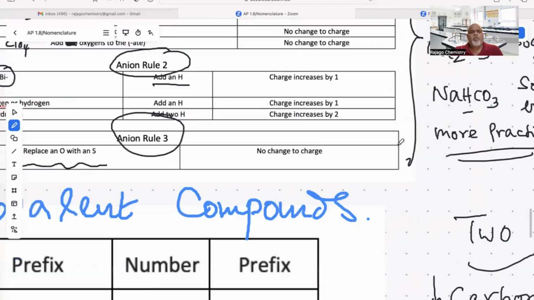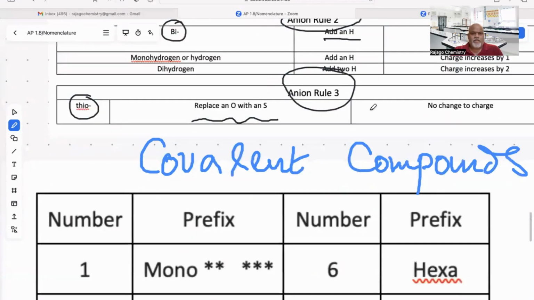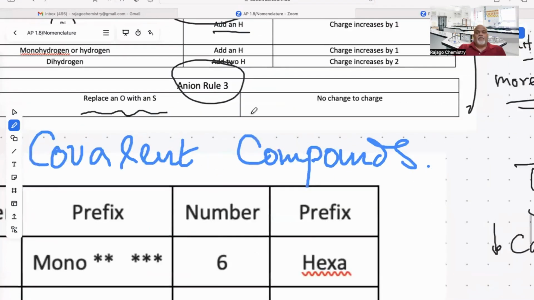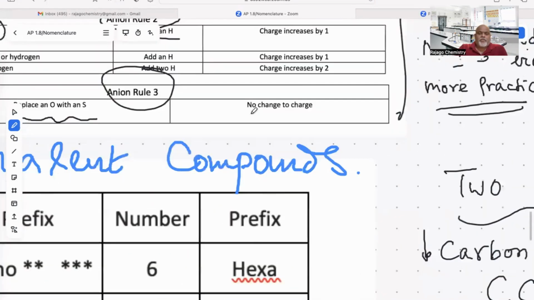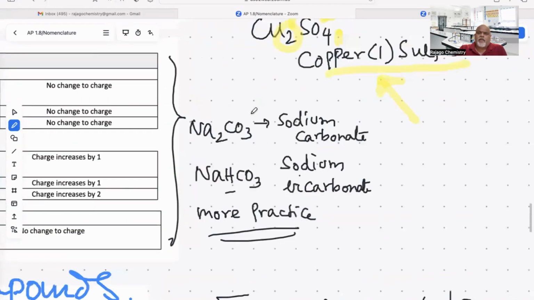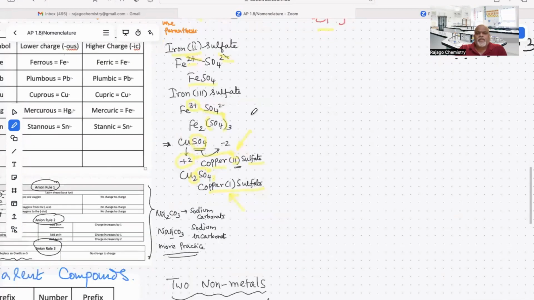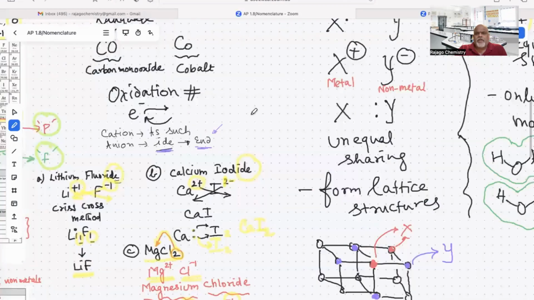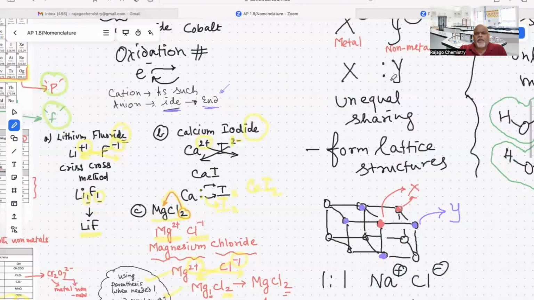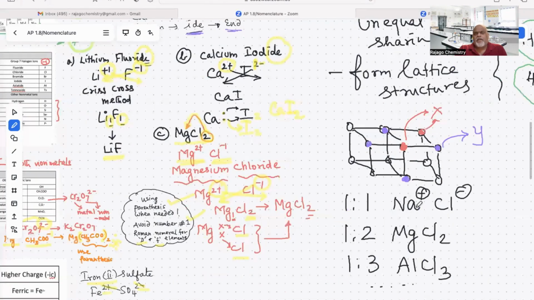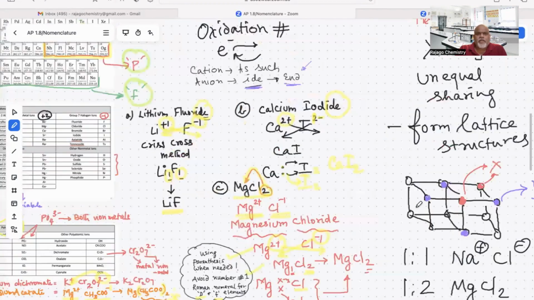Okay, so as I told you, you need more practice with all these things. Okay, when there is a thio, that means you have to replace oxygen with a sulfur. Okay, thio. Those are key things in the anion rule. So this is all with respect to naming ionic compounds. In the ionic compounds, as we saw, you have to understand that ionic compound is between a metal and a non-metal, and it is unequal sharing. It forms lattice structures. Okay, it can be in any representation. It can form 1:1, 1:2, and 1:3.